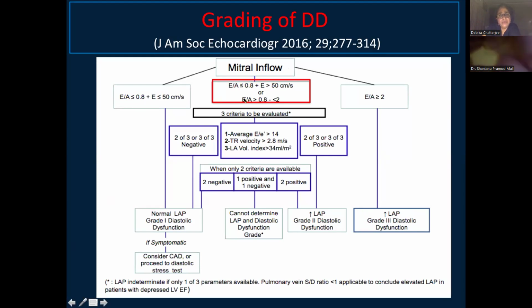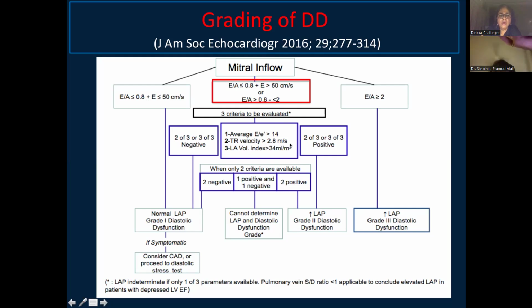Now, if you happen to get a filling pattern where E/A ratio is less than 0.8 plus E wave velocity more than 50 centimeter per second, or E/A ratio more than 0.8 but less than 2, you have to evaluate 3 criteria. What are those 3 criteria? Number 1, average E/E prime more than 14. Number 2, TR velocity more than 2.8 meter per second. Number 3, LA volume index more than 34 ml per square meter.